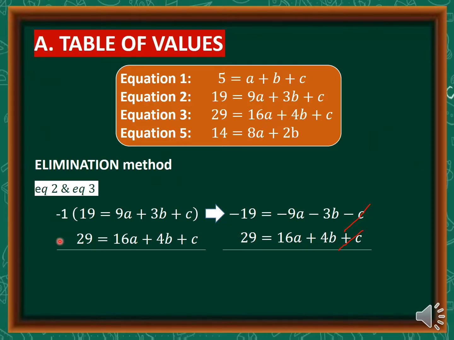Now, let us proceed simplifying. Negative 19 plus 29, that is equal to positive 10 equals negative 9A plus 16A, we have 7A. Negative 3B plus 4B, we have, okay, pagmaminusin natin kasi magkaiba ng sign, we have B or 1B. Then, wala na tayo nung negative, nung ating letter C. So, we have 10 is equal to 7A plus B. That will be our equation number 5. So, may nabuo na naman tayong equation.